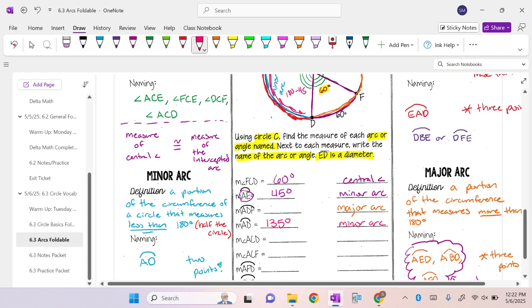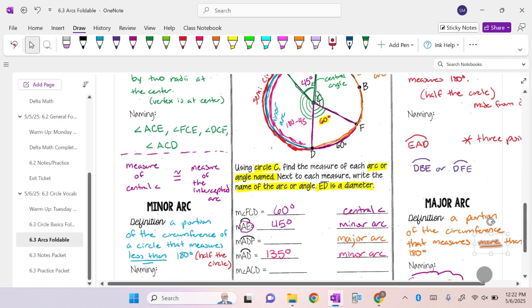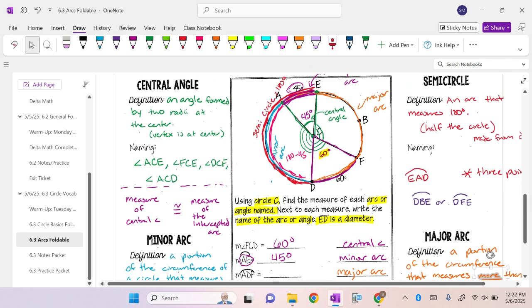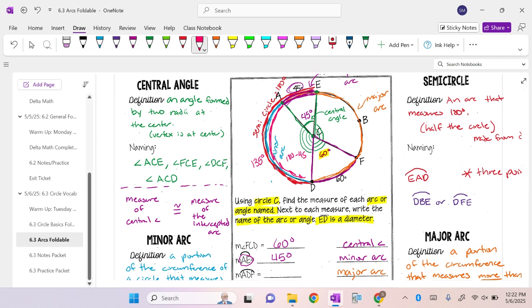Now we can go back to our previous arc, because if this is 135 degrees, don't we have all the measures that we need to get from A to F? My bad. So A, D, F. Don't we have enough information now? Yeah. So what do you think I'm going to do to find the measure of ADF?